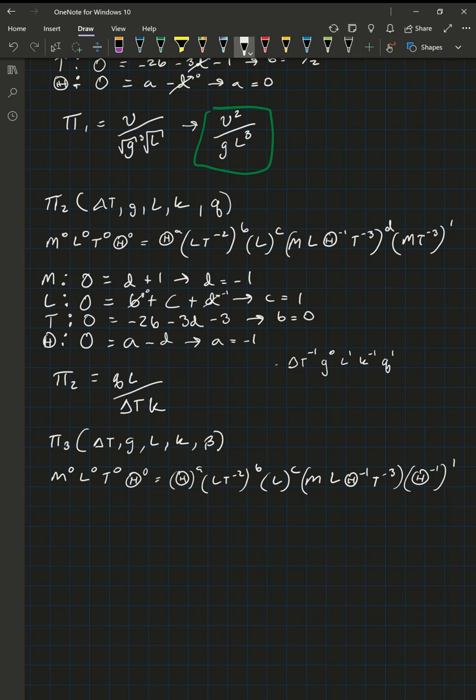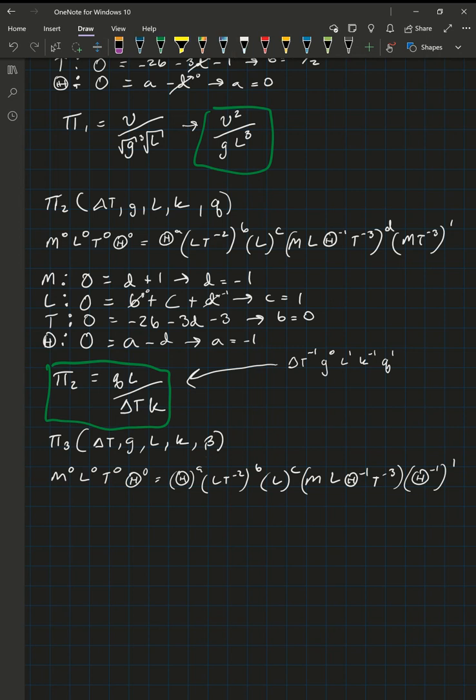And so this gave us our expression here, in which delta t went to the denominator. G, anything to the power of 0 is just 1, so you don't see g in our pi group here. Length to the power of 1 is on top, k to the -1 is on the bottom, and then q is on the top. So then we get our second pi group, which is just qL over delta t times k, which is our second dimensionless quantity. And then I went ahead and started on this third pi group here with our remaining variable, which was just beta.